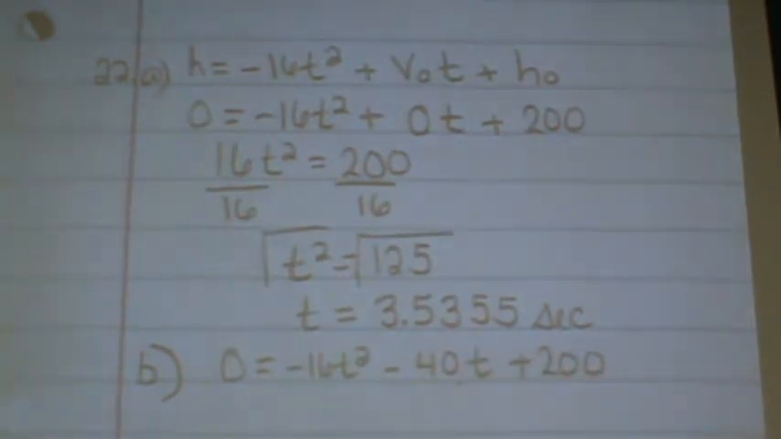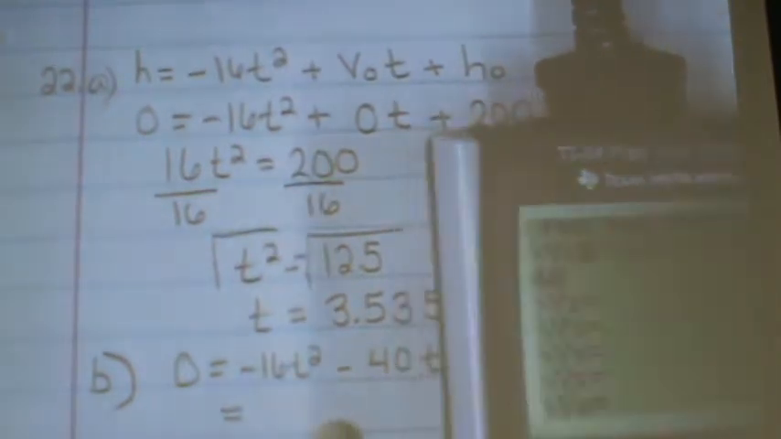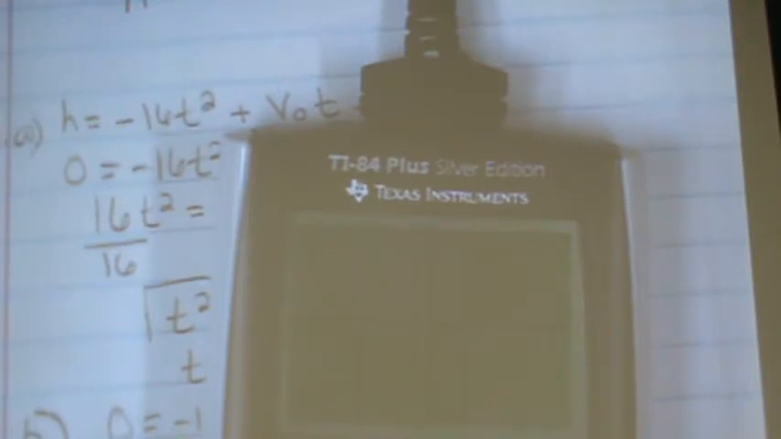If you can't use the quadratic formula, you could use your graphing calculator. Typing this in your calculator, you would have negative 16x squared minus 40x, and then plus 200. Hit graph, and there is our answer right there. We're going to ignore the negative. So how do you get that answer? Second calc, 0, and it looks like it's between 2 and 5 seconds, and the answer is 2.5 seconds.